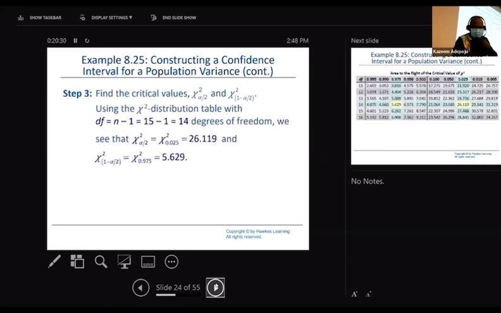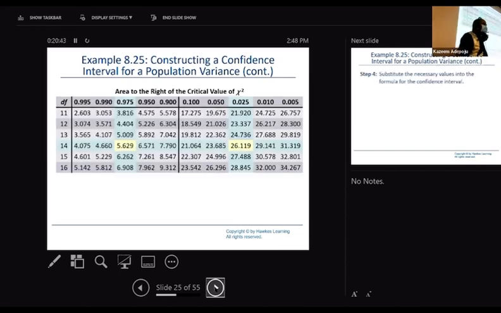And you know what? Because the sample size in the investigation was 15, of course, the degrees of freedom is going to be 14. Now, if that is 14, then I'm going to go to the chi-square table. Take a look at the chi-square table now. Under 14 degrees of freedom, I'm going to check under 0.975, and I'm going to check under 0.025. Look at that. I got 2 values.